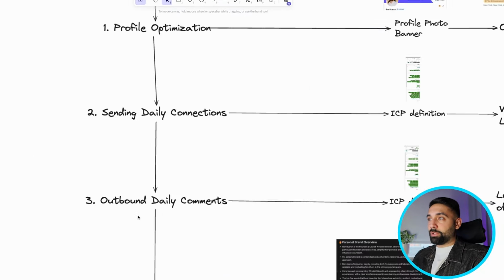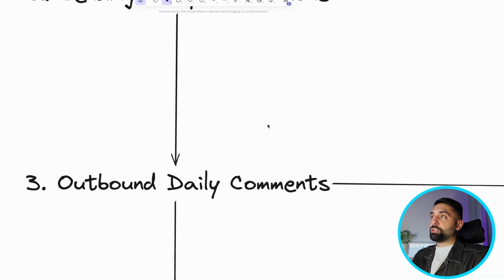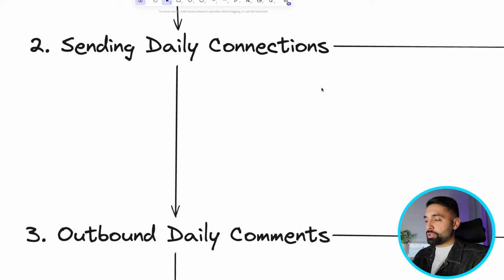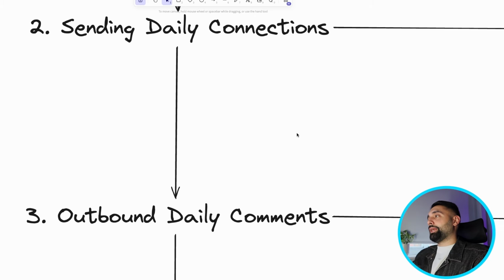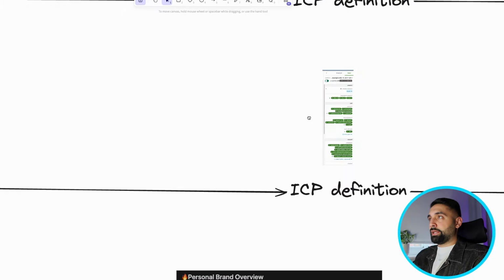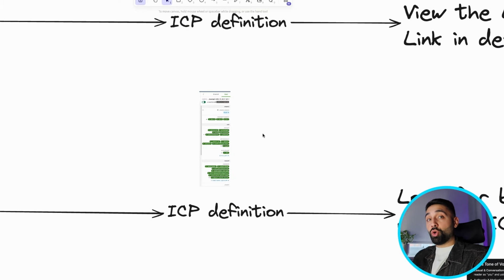Third step, outbound daily comments. Alongside the daily connections, a huge percentage of your success on LinkedIn is how much you outbound with other people. When I say outbound daily comments, again, you need ICP definition, and you need to make sure you know who you're commenting to, and that you want to interact with the person for a reason. You want to interact because he has a lot of traction and attention, likes and comments, or he's maybe your client in the future, so you want to appear in his feed. That's totally fine, but you need to understand who you're interacting with.